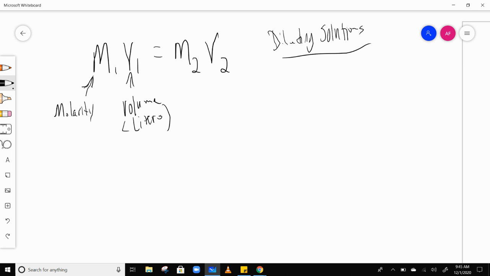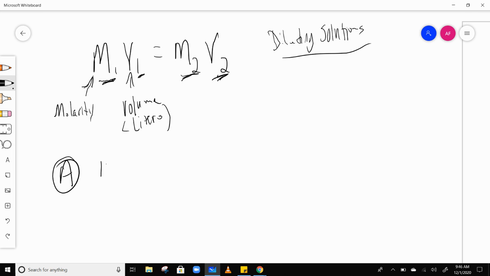Okay, so basically, the molarity of the first solution times the volume of the first solution equals the molarity of the second solution times the volume of the second solution. Okay, let me give you an example of a problem.